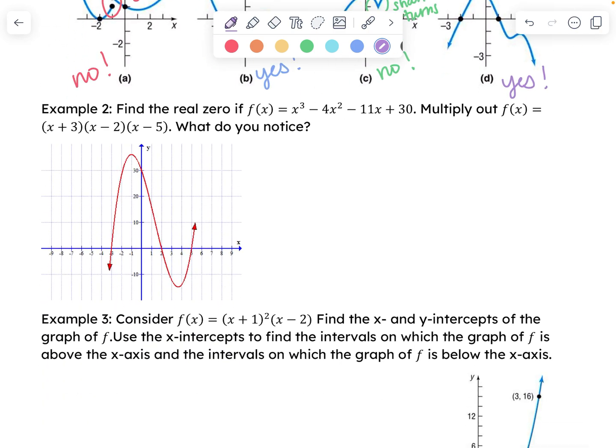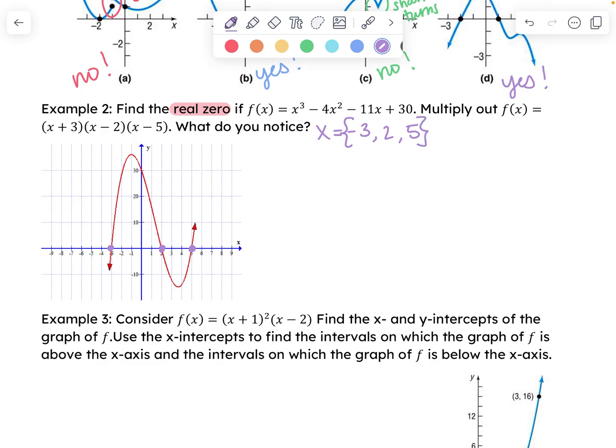The other thing about polynomial graphs is that when it asks to find the real zeros, your real zeros are going to happen wherever it touches the x-axis. Notice it says real zeros. Keep in mind we do have complex zeros or imaginary zeros, and we will get into that a little bit later in this unit. But real zeros are where it touches the x-axis. So if I'm looking right here, it happens at -3, 2, and 5. So the real zeros would be x equals -3, 2, and 5.